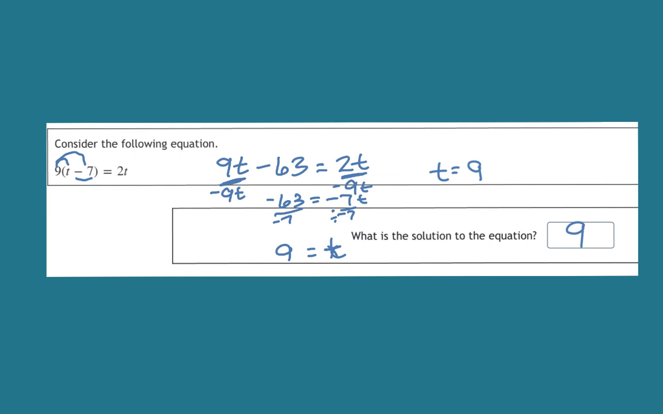And if you'd like me to prove that to you, if I say 9 times (9 minus 7) equals 2 times 9, I'd have 9 times 2 equals 2 times 9, which would be 18 equals 18.